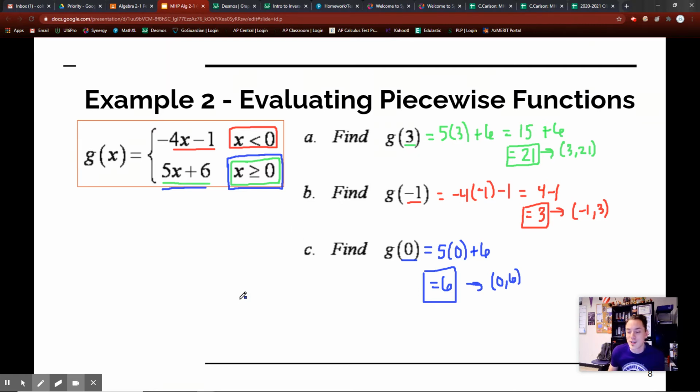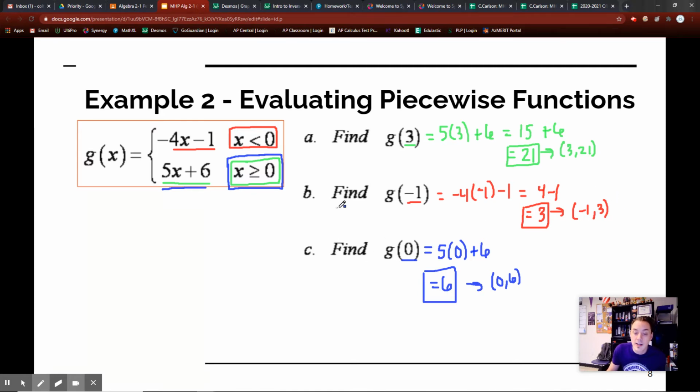I try to color code as much as possible for you. So green is going to be boxed or underlined in green. Red is going to be boxed or underlined red, and so forth. The reason why I choose this green function is because 3 is greater than 0. So this is where x is greater than 0. And remember, 3 is an x. So I plug it in there. 15 plus 6 is 21. Here, -1 is less than 0. It's a negative, so I have to plug it in the first one. -4 times -1 is 4. Minus 1 is, of course, 3. That is my point, -1, 3.